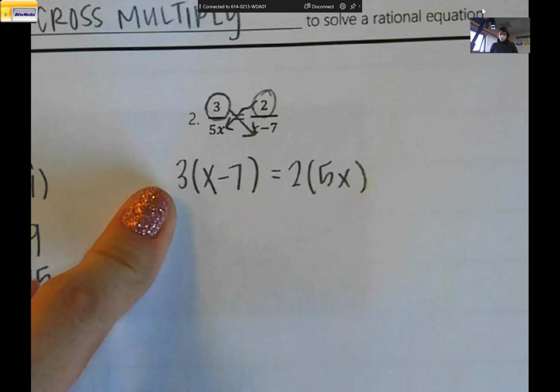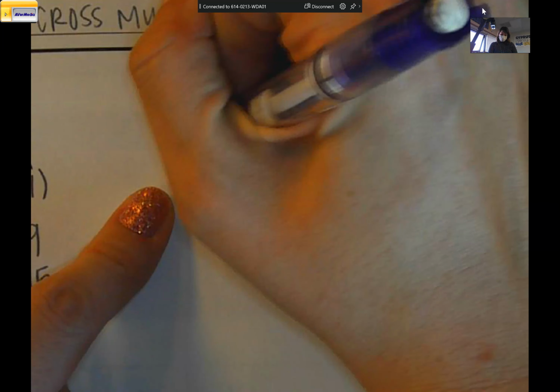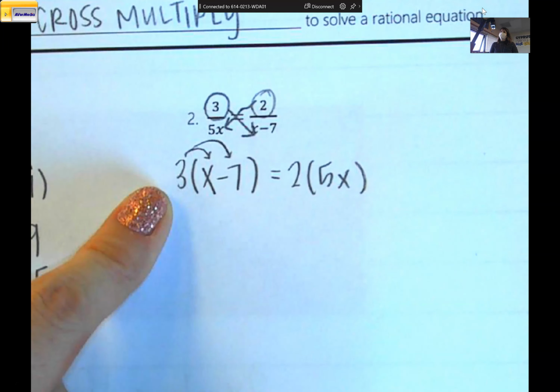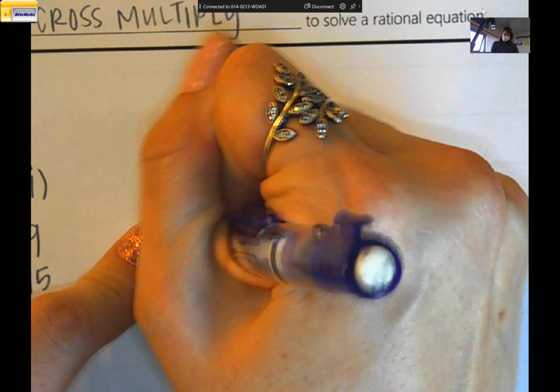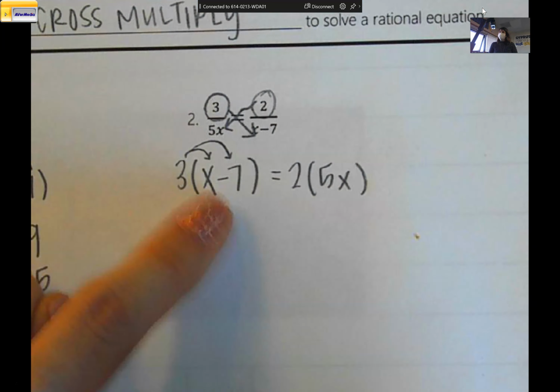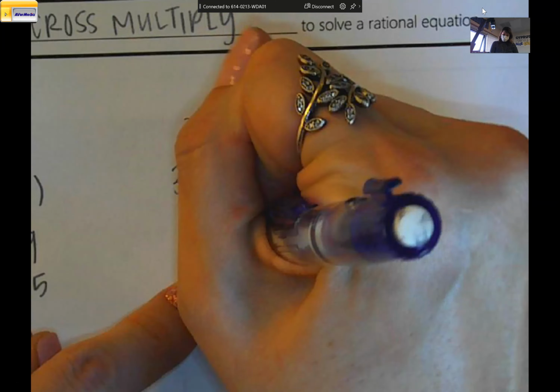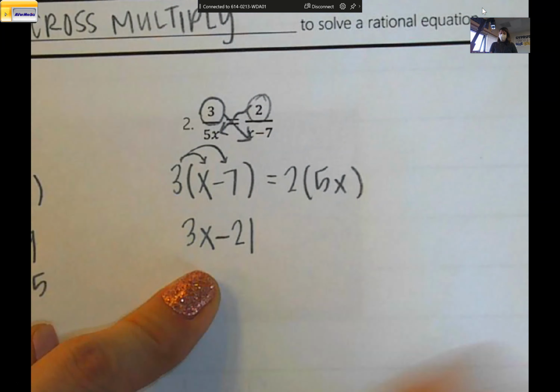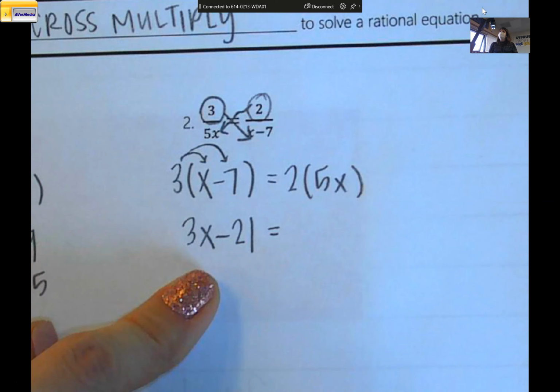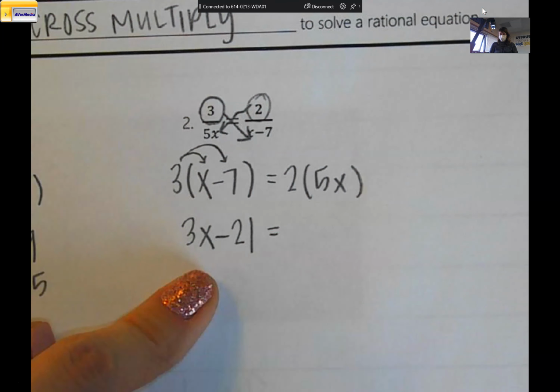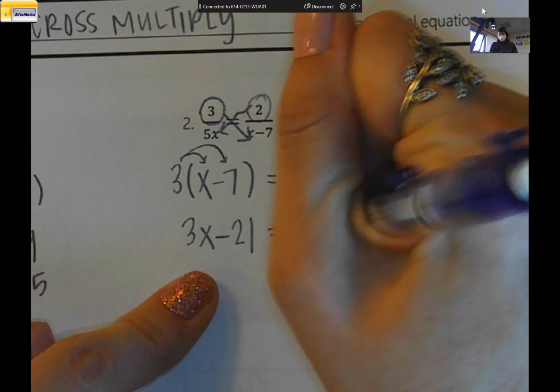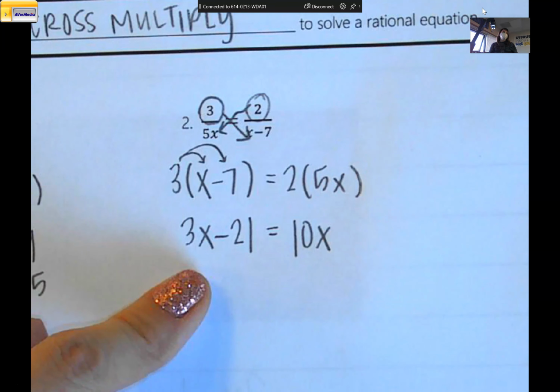Left-hand side, what do I do with this 3? Starts with a D. Multiply or distribute. So multiply that guy in. 3 times x is going to give you 3x. 3 times negative 7 gives you negative 21, equals 2 times 5x. So that's going to be 10x. You guys hanging in?